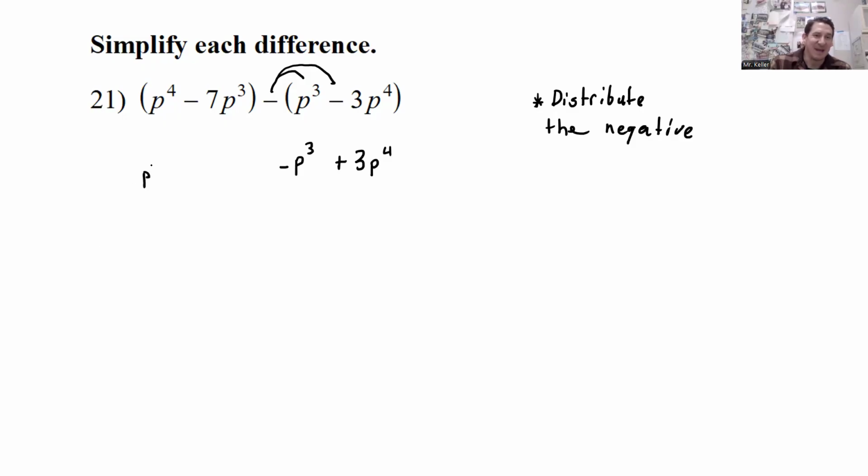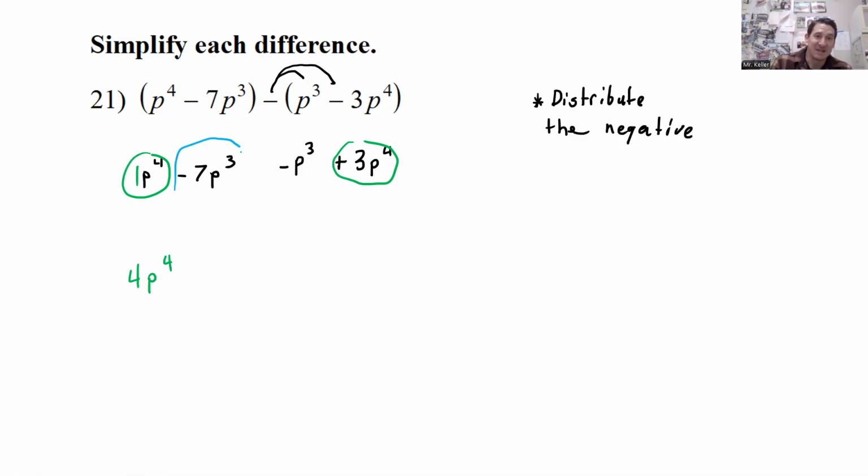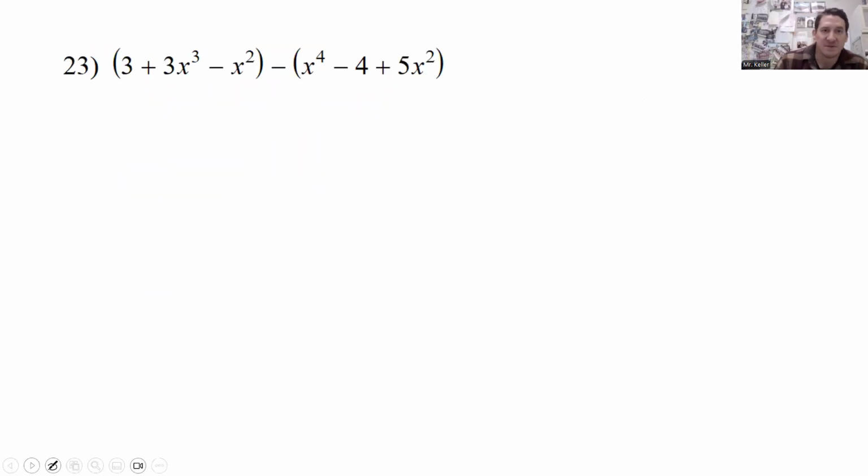And then it's the same thing that we just did. You need to find the like terms and combine them. So here we have some p to the fourth, so p to the fourth plus 3p to the fourth. Remember that's 1. 1 plus 3 is 4p to the fourth. Careful with the negatives on this one. This is a minus 7p cubed minus p cubed. Remember that's 1. So negative 7 plus negative 1 is negative 8p to the third. So just combining those. Let's do one more subtraction.